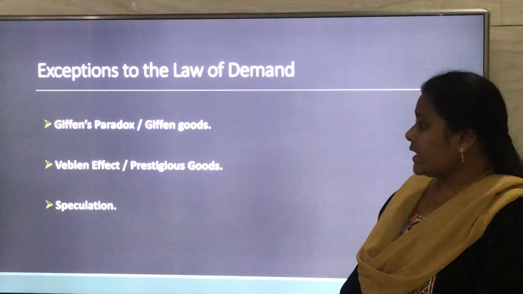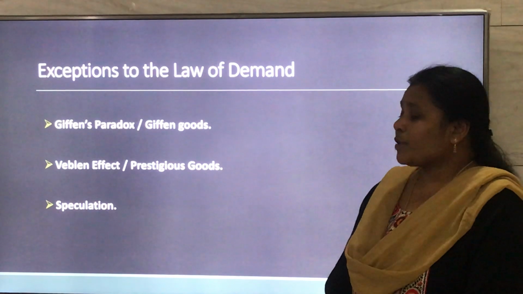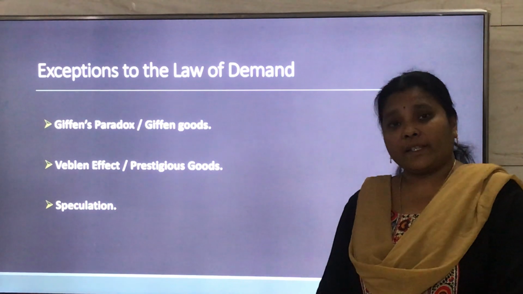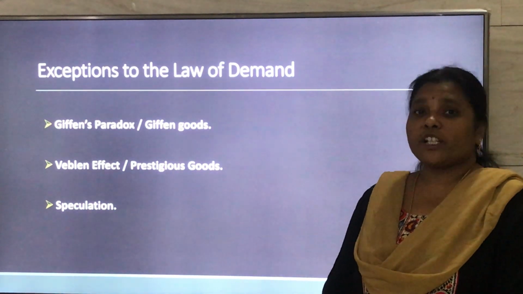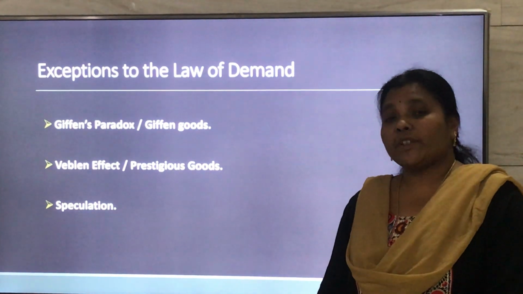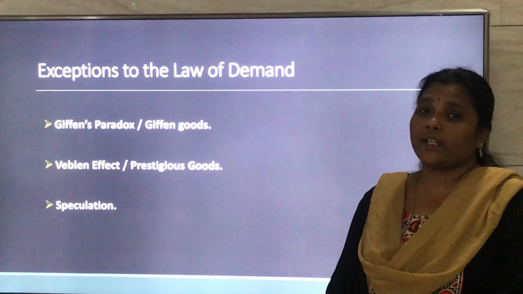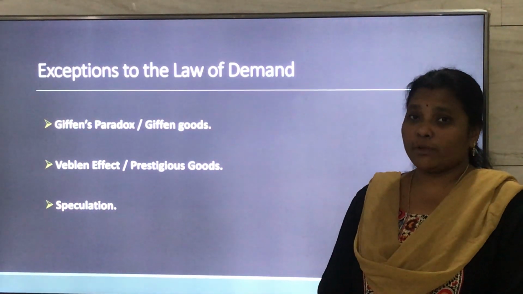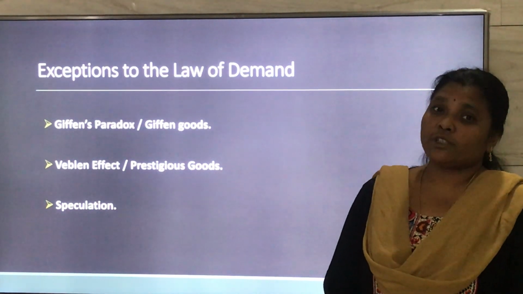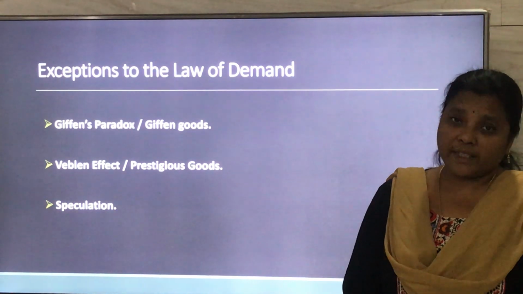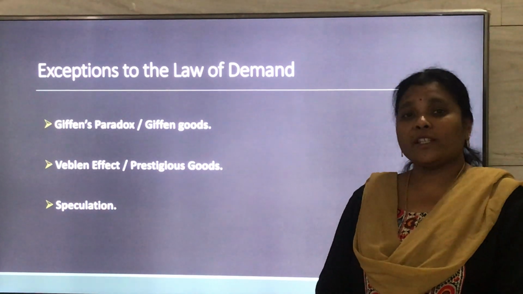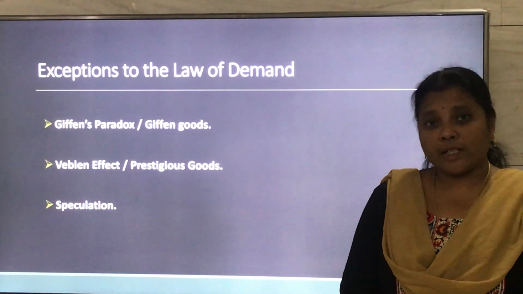The next exception is speculation. In most cases, people start speculating that the price of a commodity may increase in future. Take an example: if we imagine that the price of a commodity like onions is going to increase in future, what will people do? They'll buy more onions and stock them, isn't it? They don't bother to buy more onions at a higher price, thinking that the price of onions may increase further in future. So there prevails a direct relationship between price and quantity demanded.